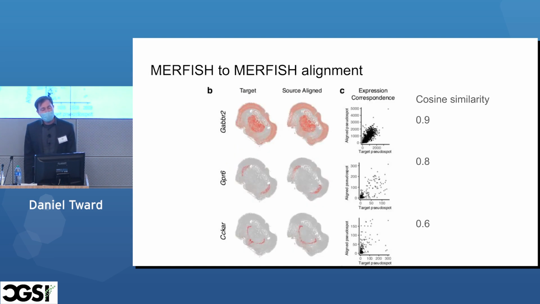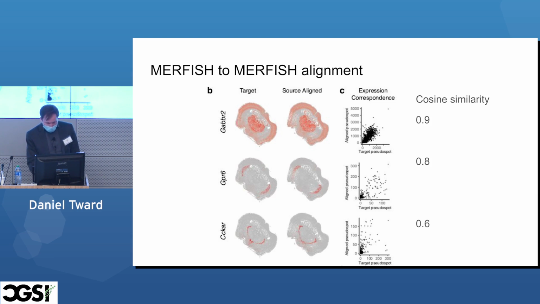So I'm going to show you some results aligning pairs of data sets and validating accuracy by computing in small regions how gene expression is correlated between two replicates. On the left side here is a spatial transcriptomics data set. And on the right side is a transformation of a different spatial transcriptomics data set with the goal of spatially matching them so we can compare gene expression profiles.